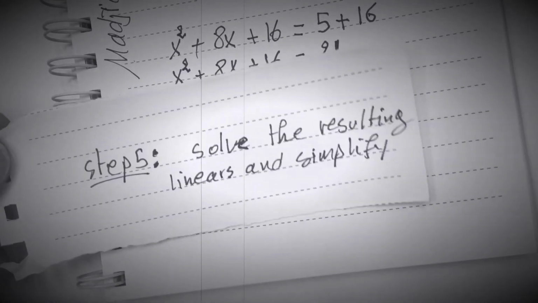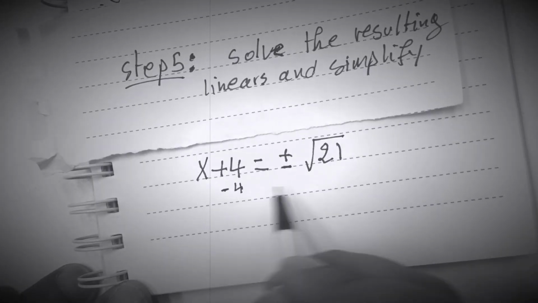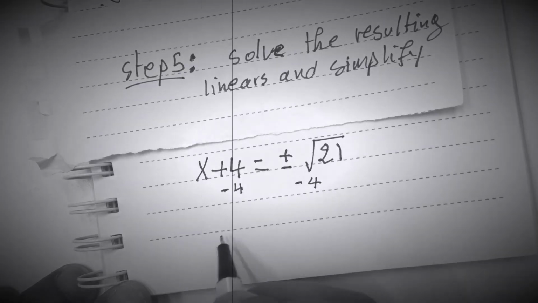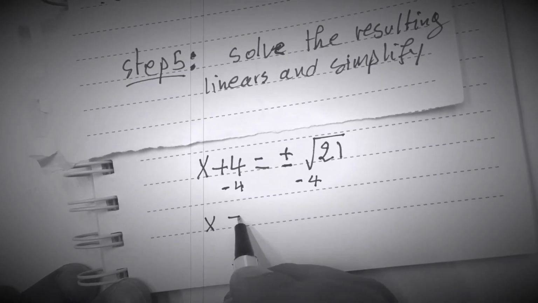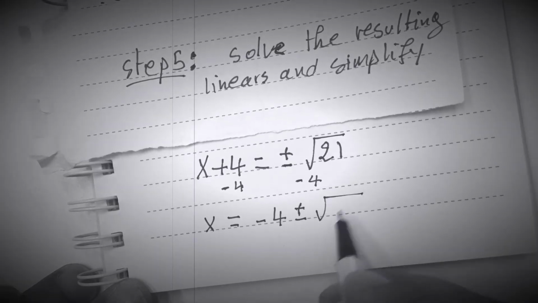Now we solve this linear equation in front of us, x plus 4. So we take away 4 from each side. We get our x. x equals negative 4 plus or minus square root of 21.